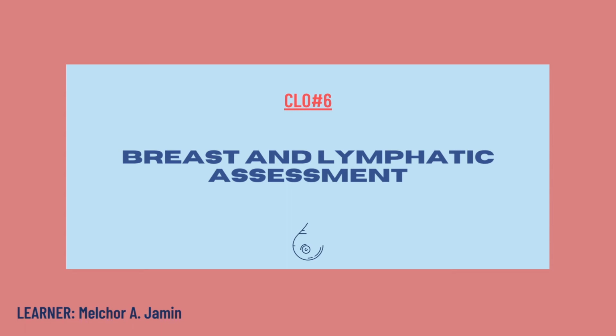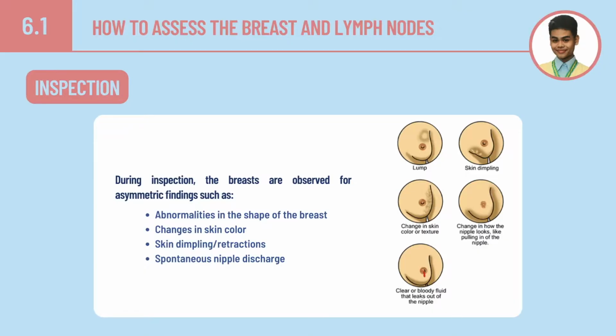For learning outcome number 6, we have breast and lymphatic assessment. For 6.1, how to assess the breast and lymph nodes. During inspection, the breasts are observed for asymmetric findings such as abnormalities in the shape of the breast, changes in skin color, skin dimpling or retraction, and spontaneous nipple discharge.